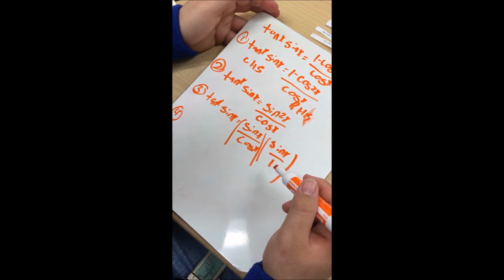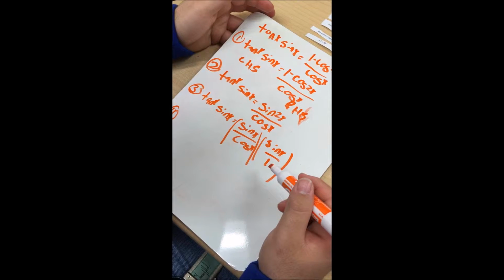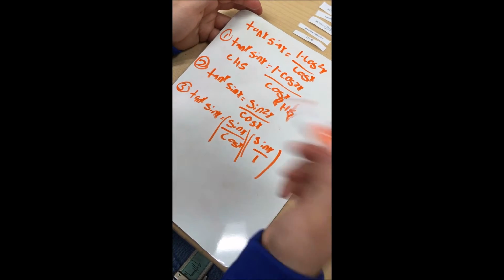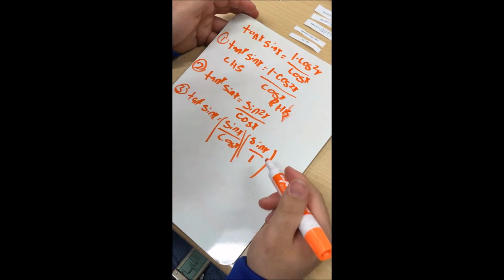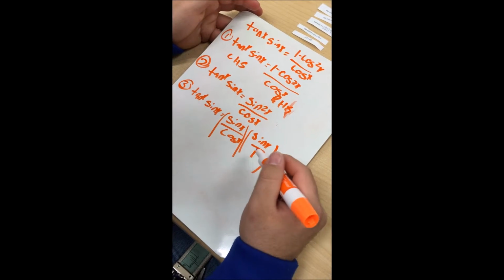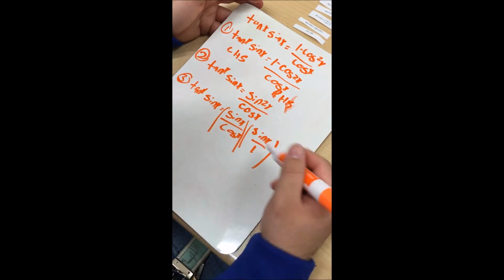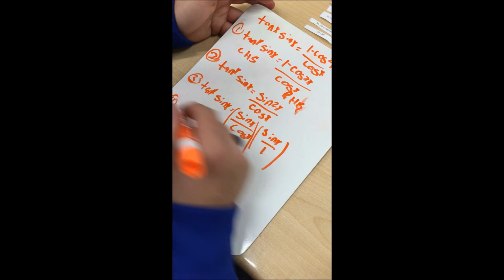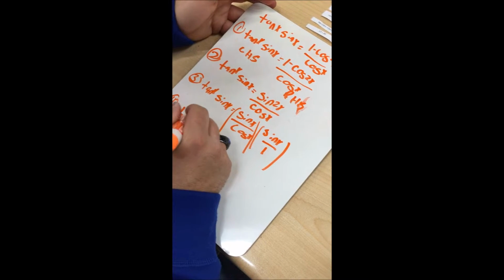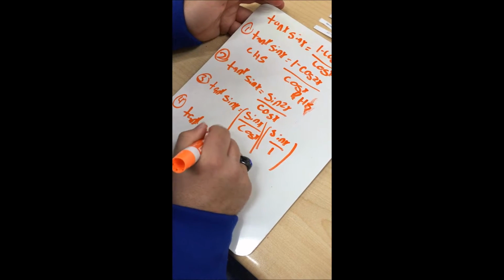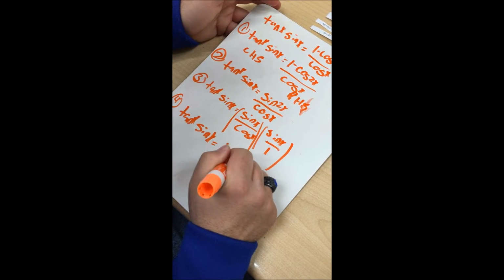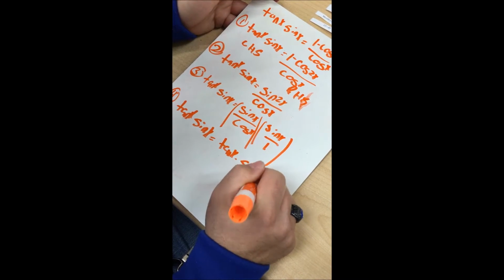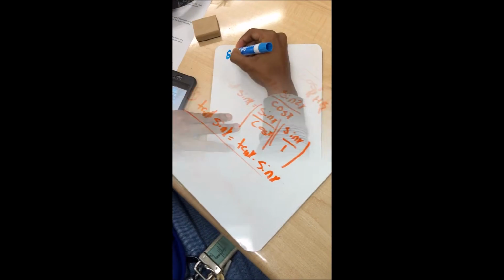thanks to the quotient identities, and that 1, and then sine over 1, is sine. So you have tangent x times sine x is equal to tangent x times sine x. And there's your answer.